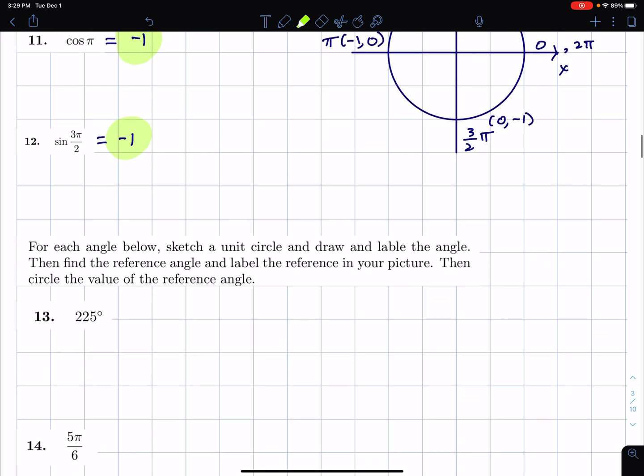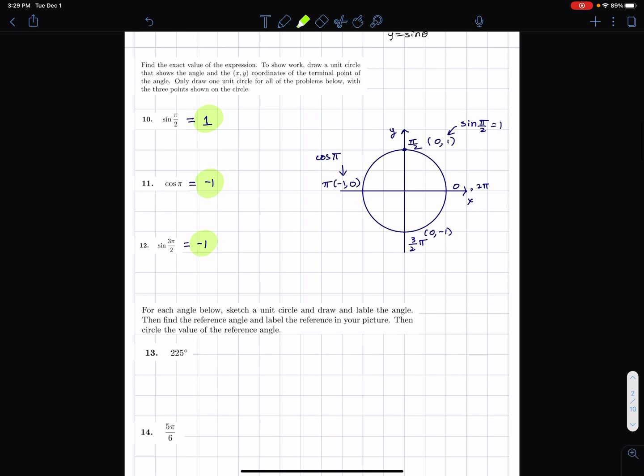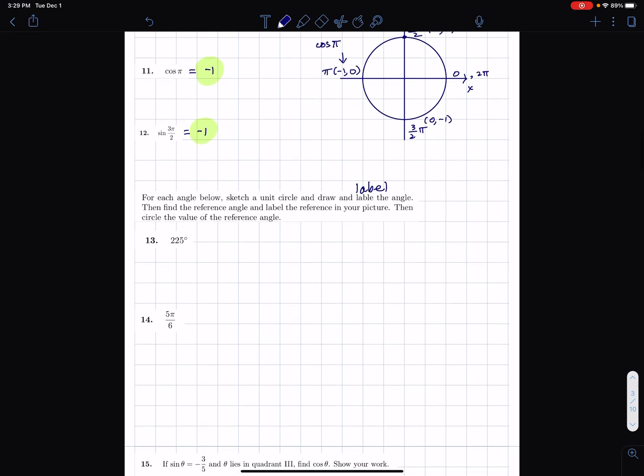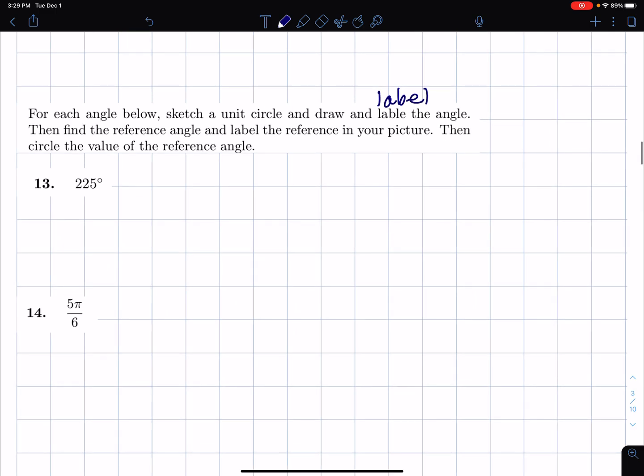Okay, now let's go on to the next one. Sketch a unit circle and draw and label the angle, then find the reference angle and label the reference angle in your picture. Then circle the value of the reference angle. I thought label was misspelled, but it's spelled right. I guess all we're doing here is finding reference angles, nothing more than that.